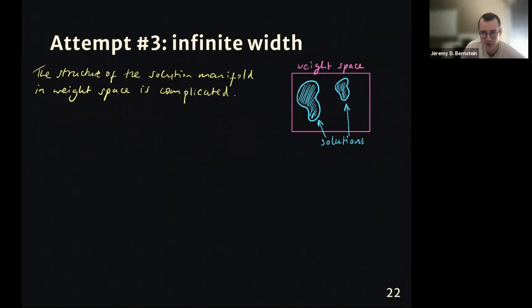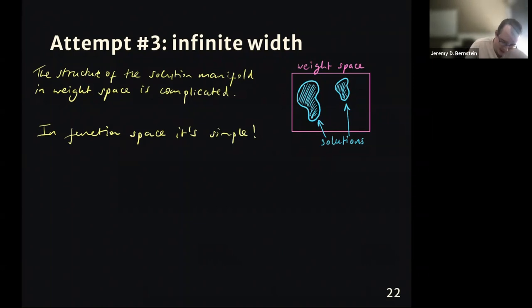The central problem that we were dealing with in attempts 1 and 2 is that the structure of the solution manifold in weight space is complicated. We don't really know what it looks like at all. But if we move to function space, it's quite simple actually. So if you remember back to the lecture on the NNGP, we have this function space representation, which means we have a training sample and we look at the outputs on the training sample as we vary the weight vector.